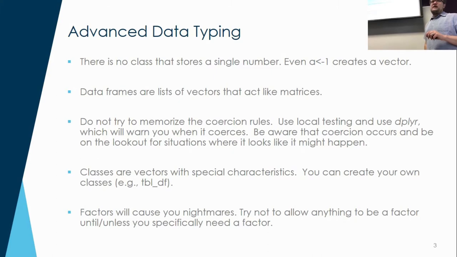Factors are horrible. I would really recommend not using factors until you absolutely need them. We will need them in a few contexts here, especially because base R functions, like ANOVA functions, for example, expect you to have factors as your grouping variable. But in general, I would really recommend you just keep them as strings until you explicitly need a factor, and then convert it at that point.